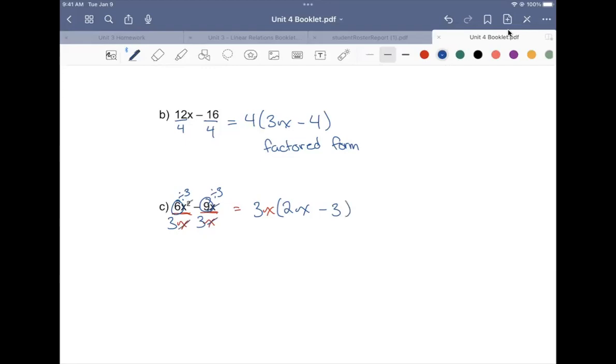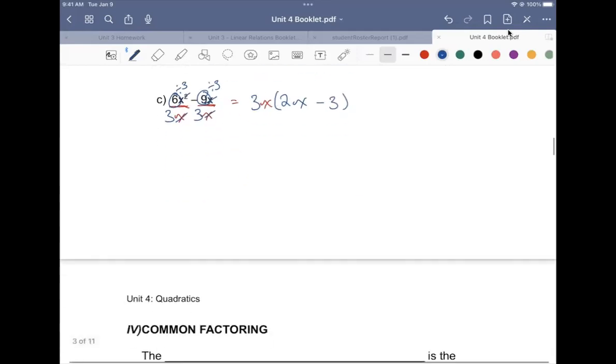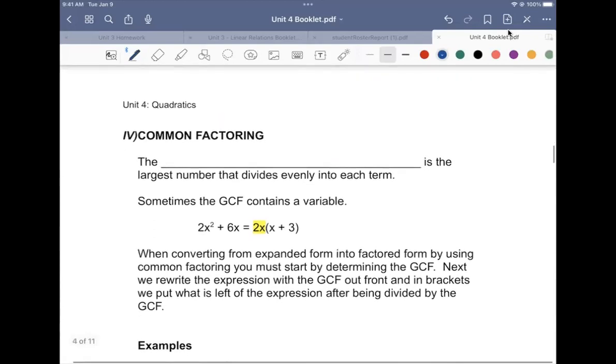So the factored form of this is going to be 3x times 2x minus 3 in brackets. So when we look at common factoring, essentially what we're looking at is the greatest common factor.